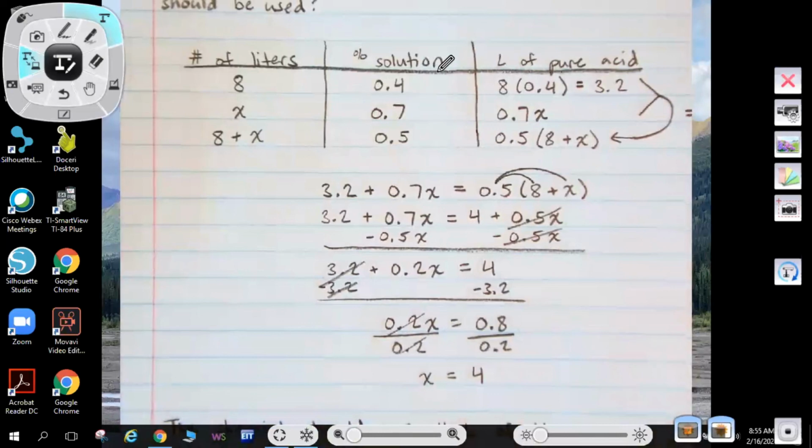Does anybody have questions over these examples?